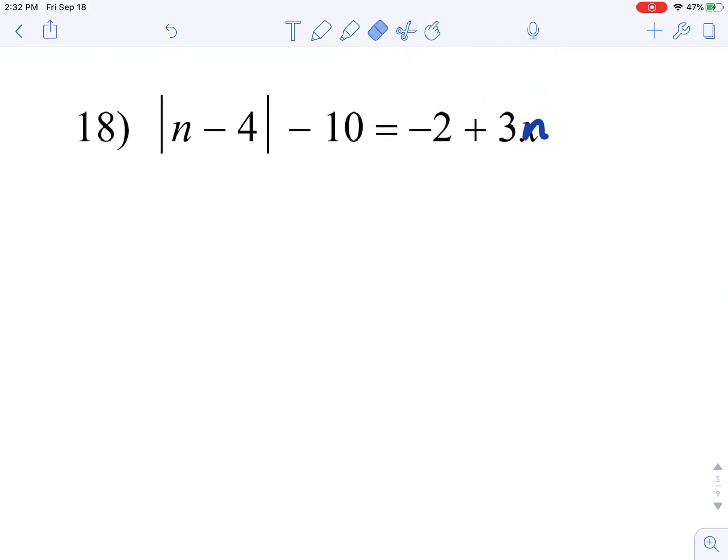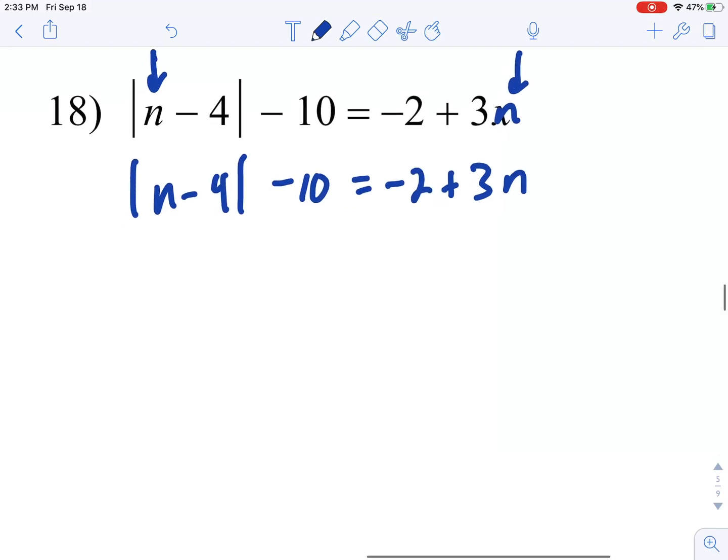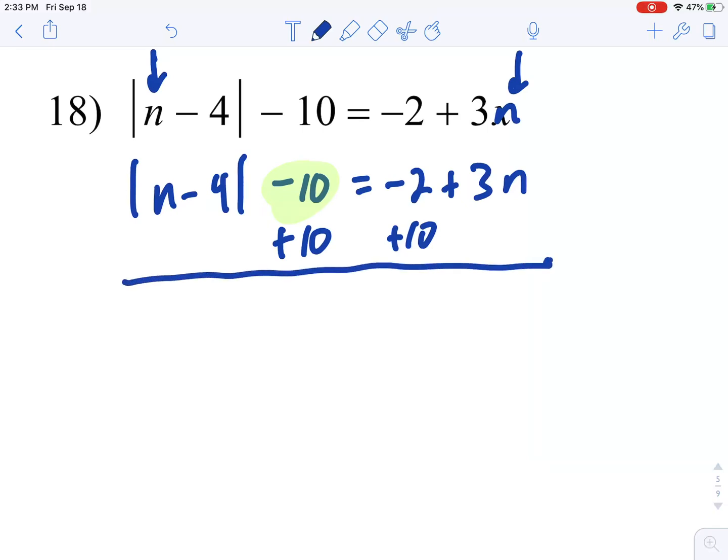Bear with me. In fact, I'm just going to rewrite the whole problem. Absolute value of n minus 4, minus 10, equals negative 2 plus 3n. Okay, so we've got one variable in and one out. So we're going to go ahead and solve this, try our best. First, we've got minus 10 that I'm going to add over to the other side. Make sure you pair it up with a like term. Don't put it underneath the 3n. That's not a like term. Put it underneath the negative 2. And these cancel out. Absolute value of n minus 4 equals negative 2 plus 10 is 8 plus 3n.